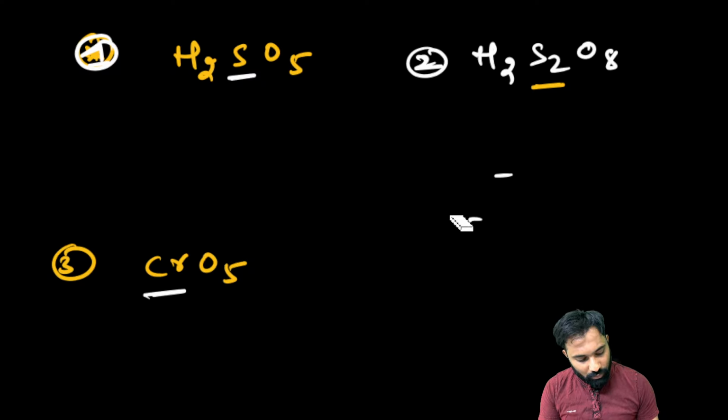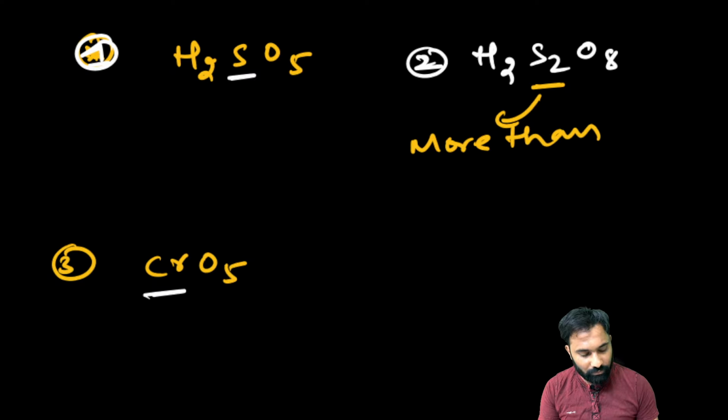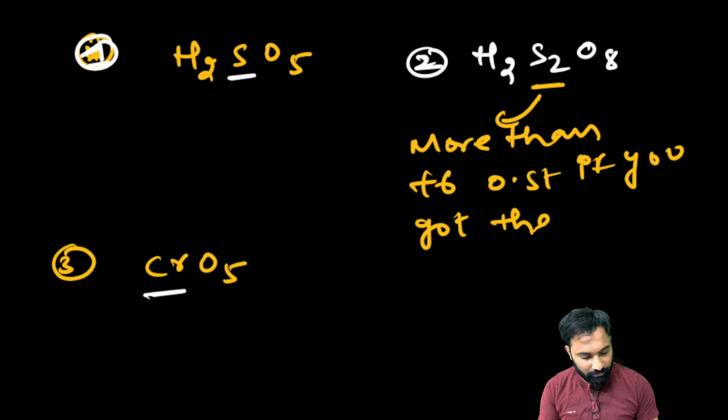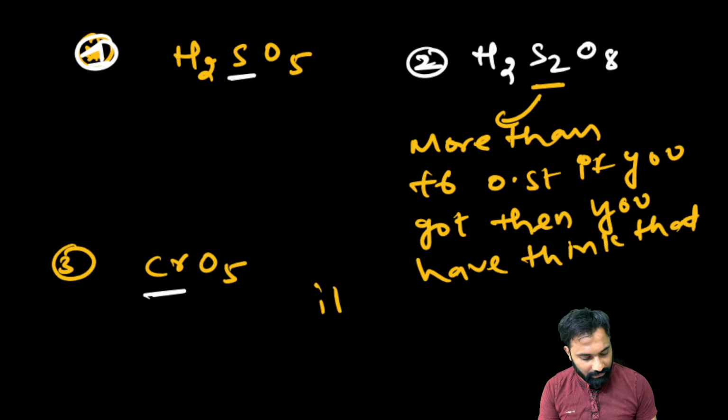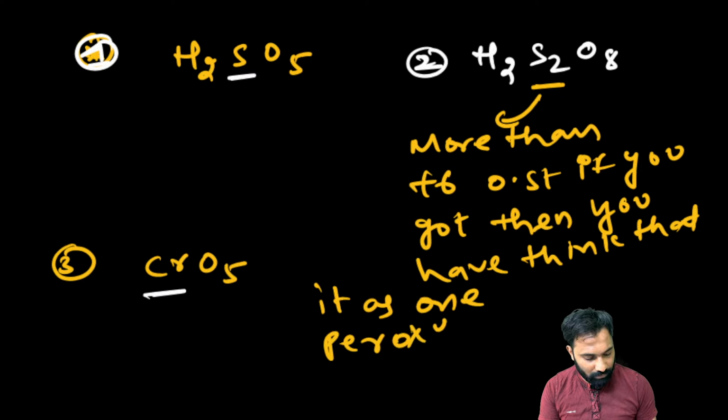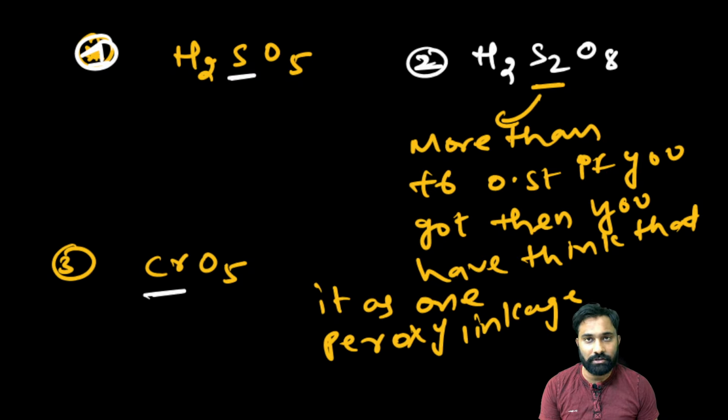Only one thing you have to remember, my dear friends. For sulfur, if you got more than plus 6 oxidation state, then you have to think that it has one peroxy linkage, right? It is having one peroxy linkage. Then H2S2O8.